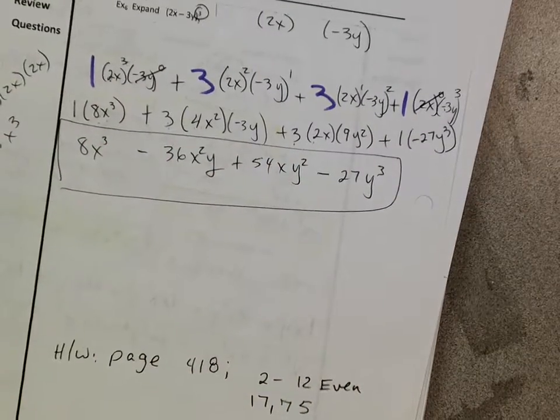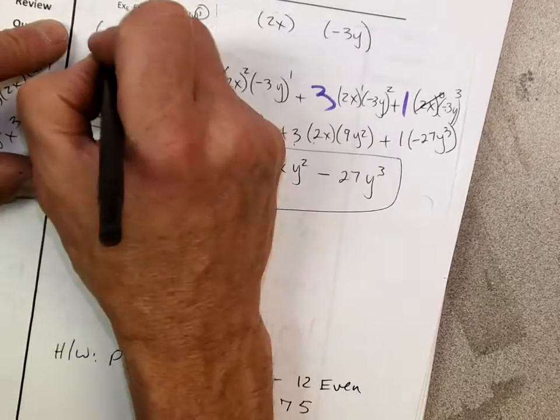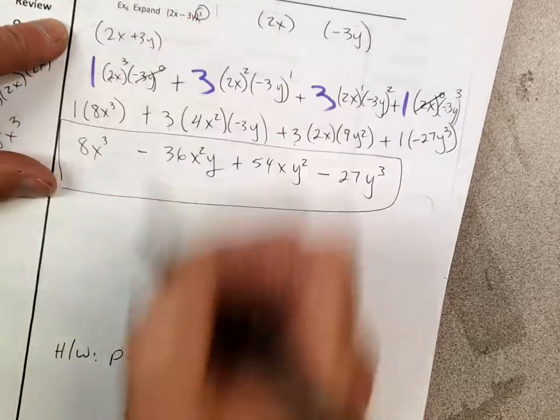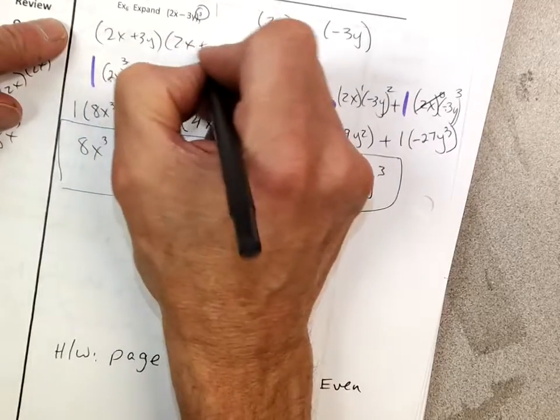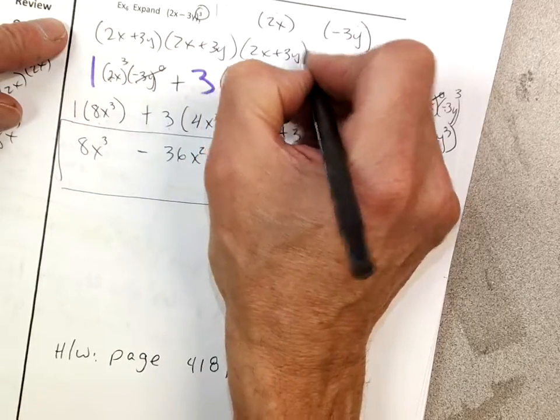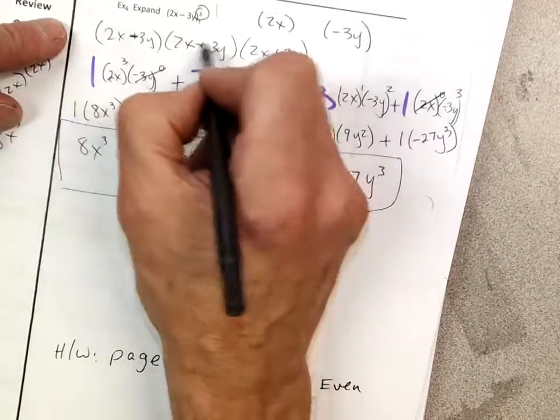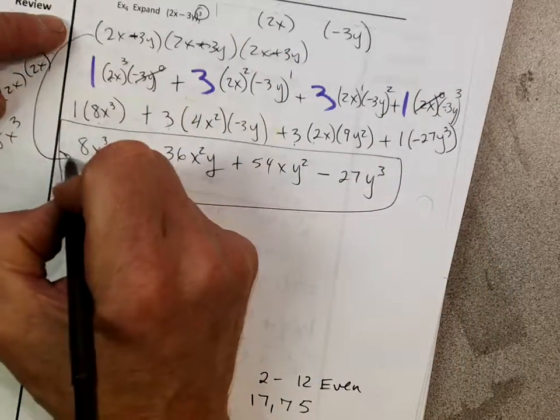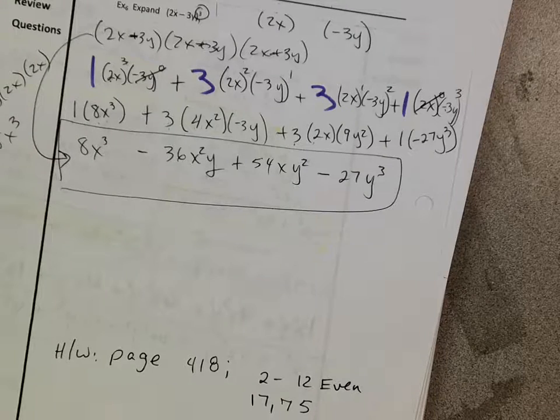Now, that is, if you were to take 2x plus 3y times a 2x plus a 3y times a 2x plus a 3y, you would get that answer. The calculator won't do it. There are some calculators that will do it, but nobody has one like that, okay? They're about $150.